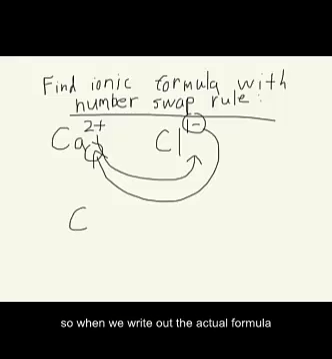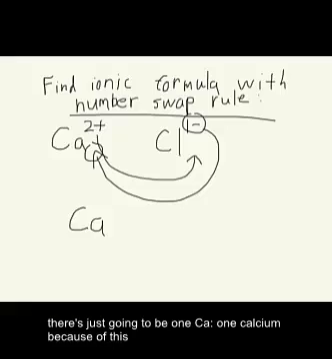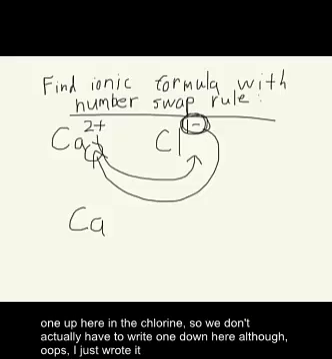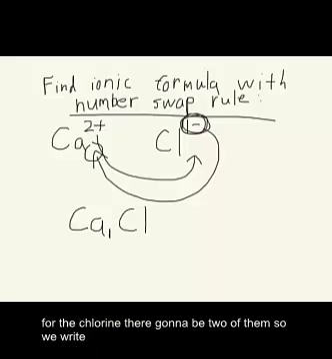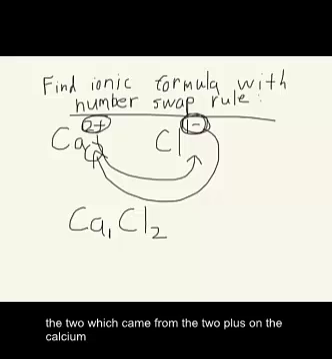So when we write out the actual formula, there's just going to be one Ca, one calcium because of this 1 up here in the chlorine, so we don't actually have to write 1 down here, although, oops, I just wrote it. In the chlorine, there are going to be 2 of them, so we write the 2, which came from the 2 plus on the calcium.